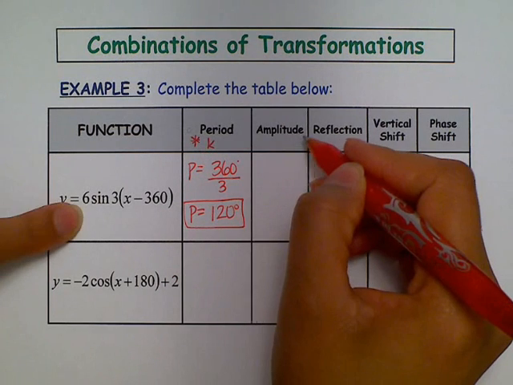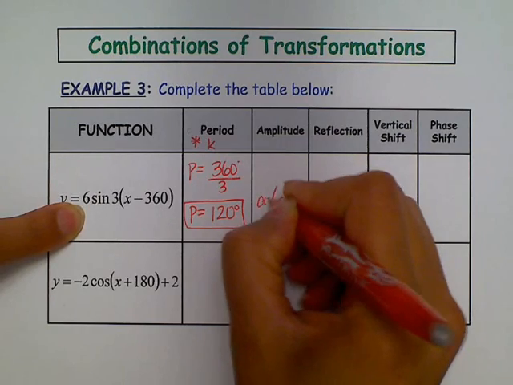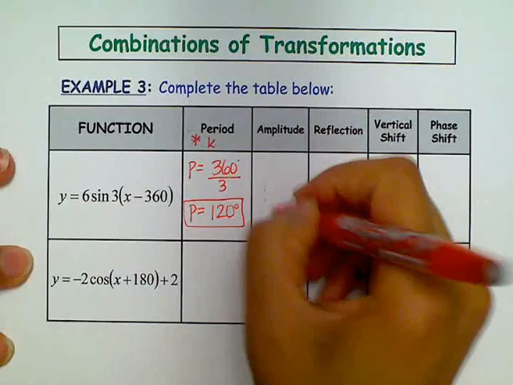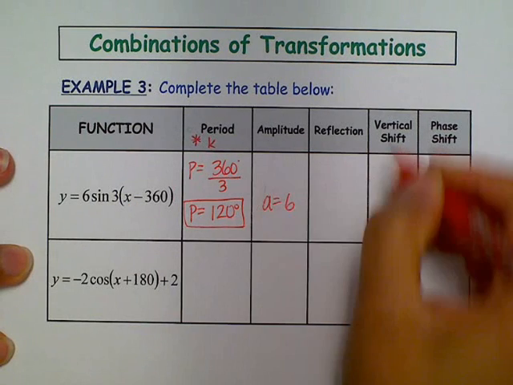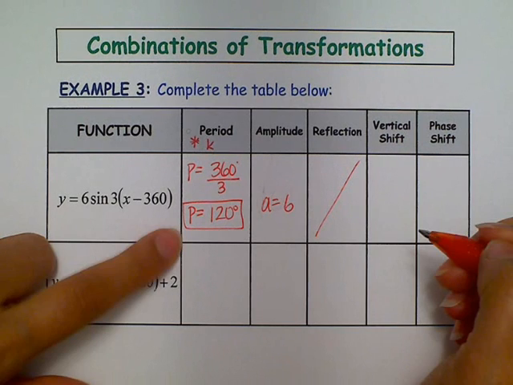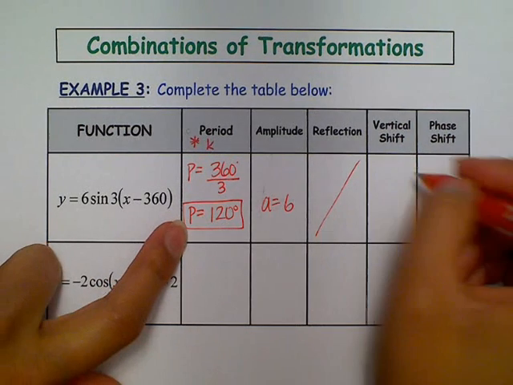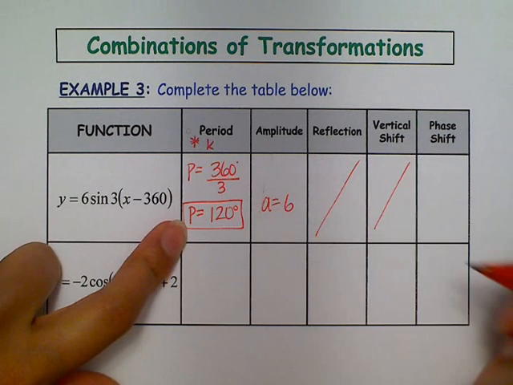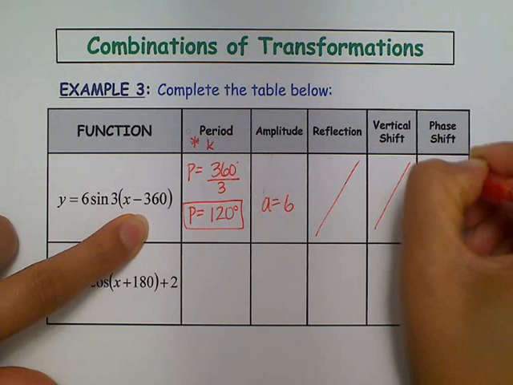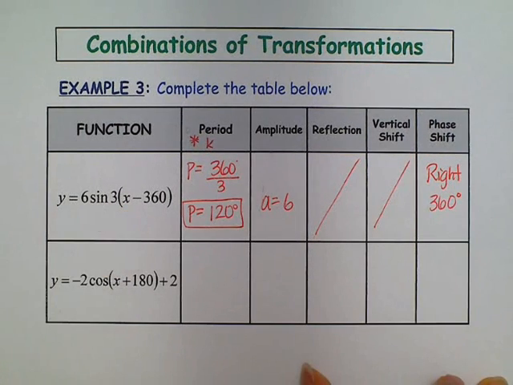Okay, in terms of the amplitude, you're just going to look at the coefficient. That's just 6. So a is equal to 6. And in terms of reflection, there is no reflection, so we can ignore that. In terms of a vertical shift, there is no number that's being added or subtracted at the end, so there is no vertical shift. And then there is a phase shift, and it's to the right 360 degrees. So the graph is shifting to the right 360 degrees.